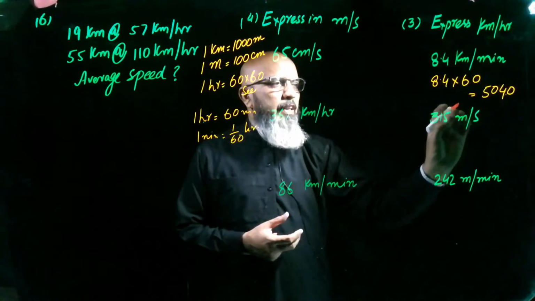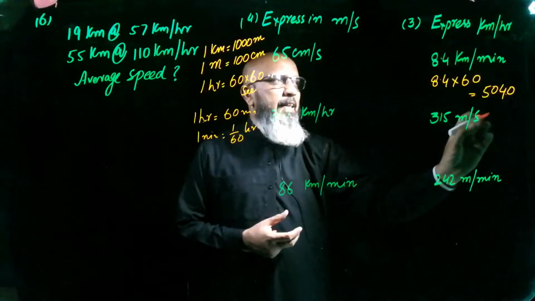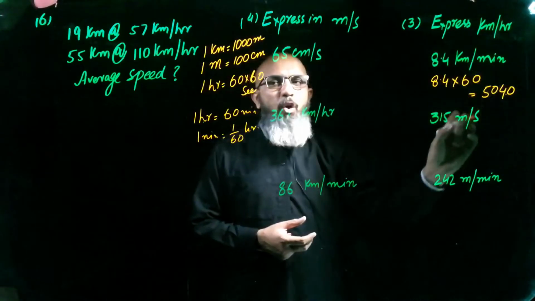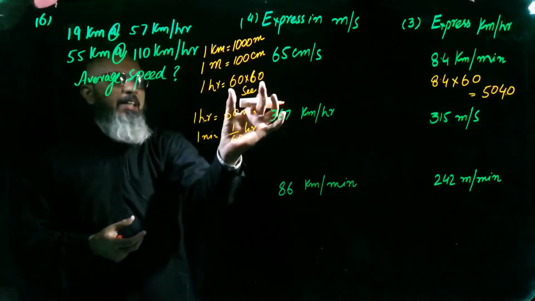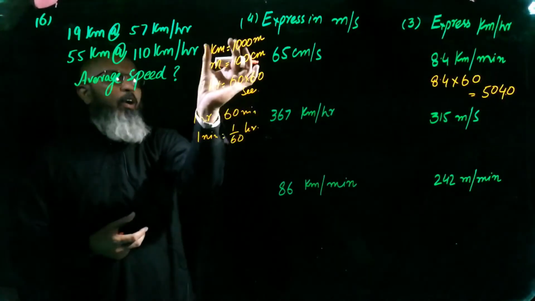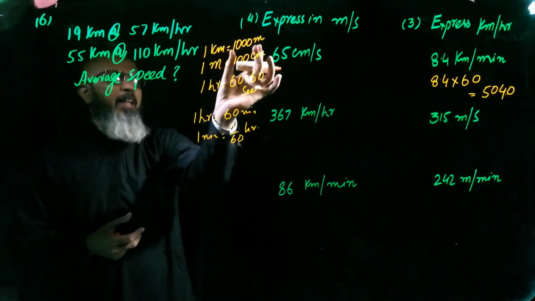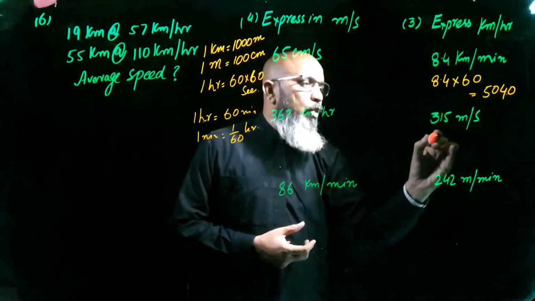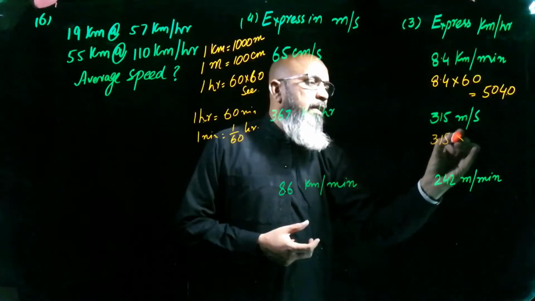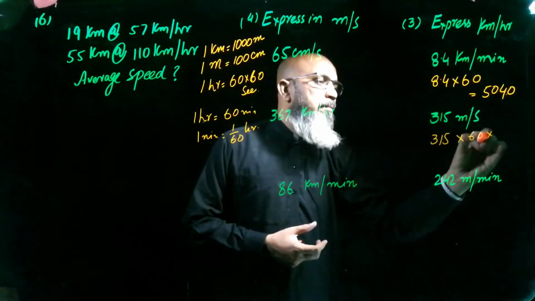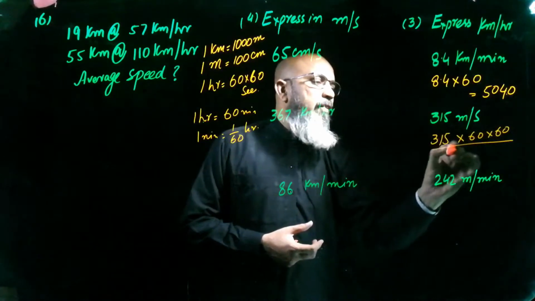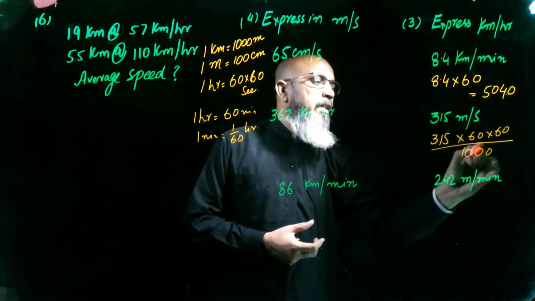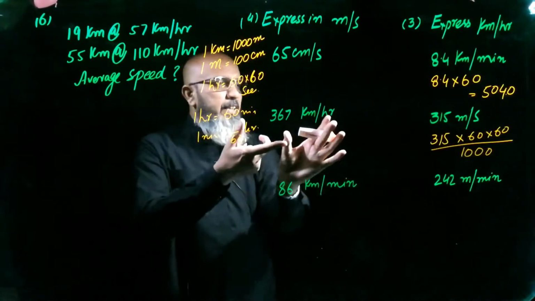Now you have to convert meters into kilometers and seconds into hours. So how many seconds in 1 hour? That is 60 into 60. And how many meters in 1 kilometer? That is 1000 meters. So you will do 315 multiplied by 60 divided by 1000. This is the same question.